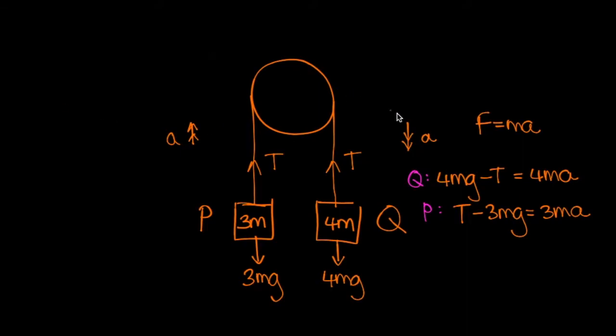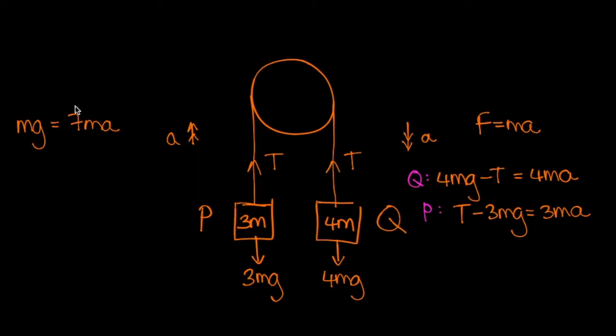So if we're just interested in finding a, then we could add the two equations together, and that would eliminate T. So if we add the two equations on the left, we're going to get 4mg minus T plus T minus 3mg. So we're going to have 1mg. And then on the right hand side, we're going to have 4ma plus 3ma, which is 7ma.